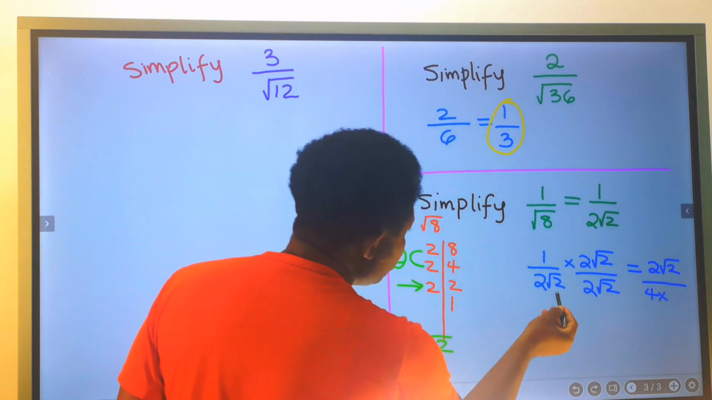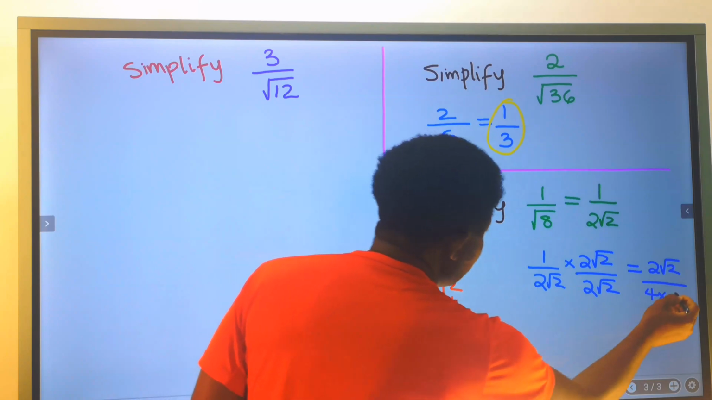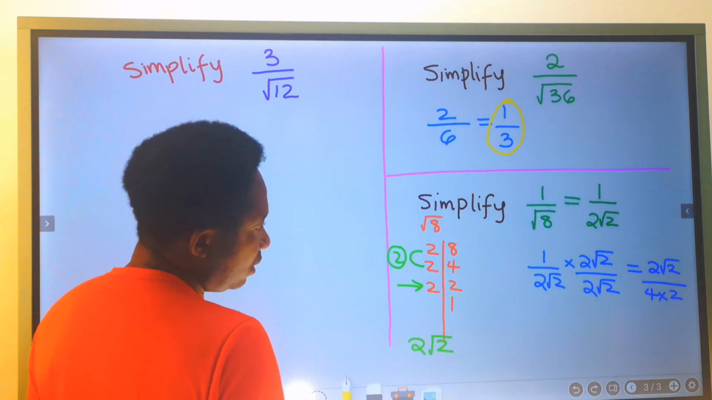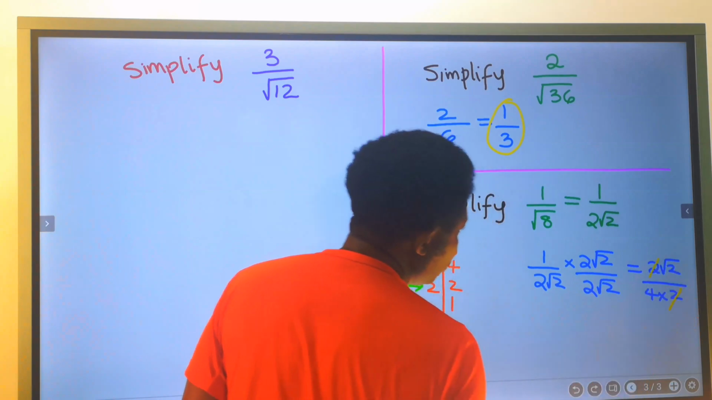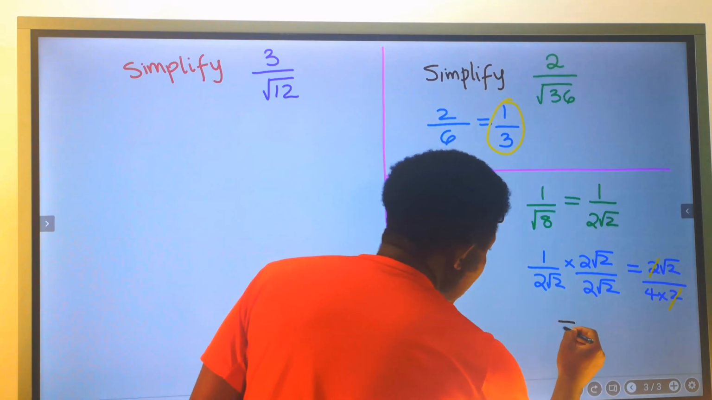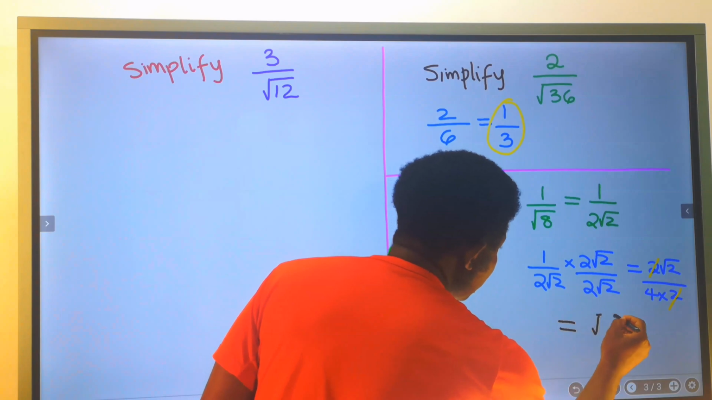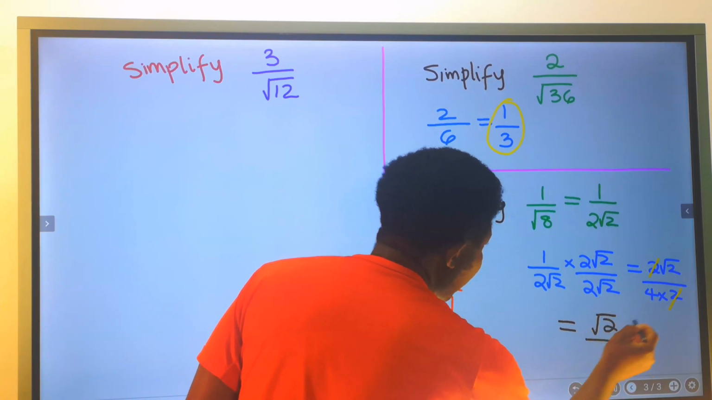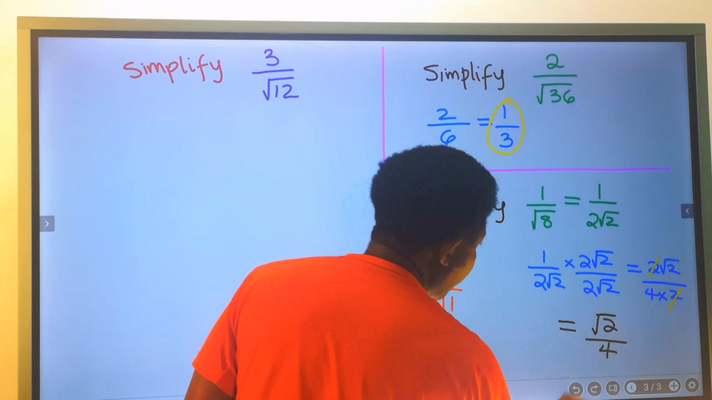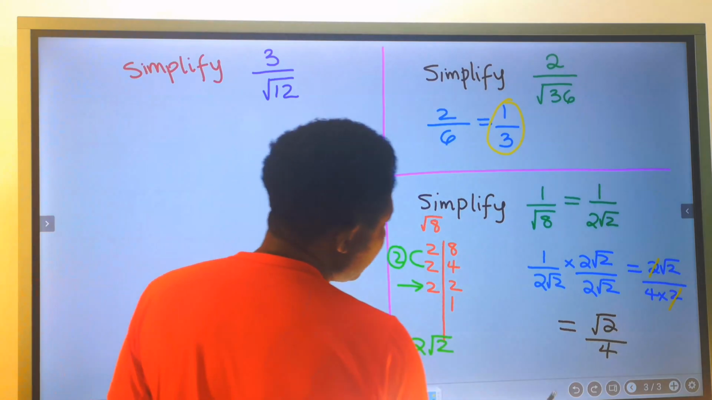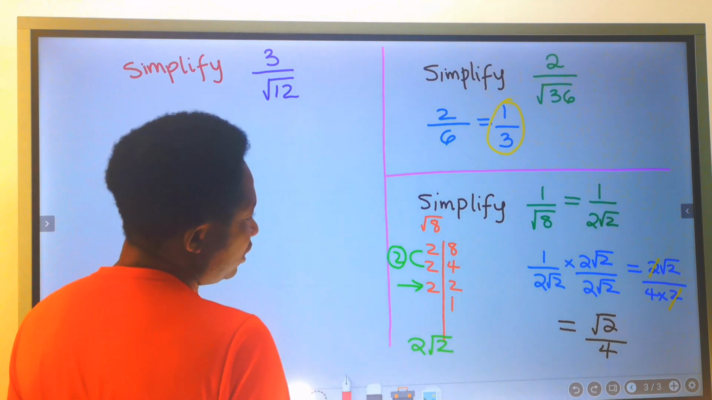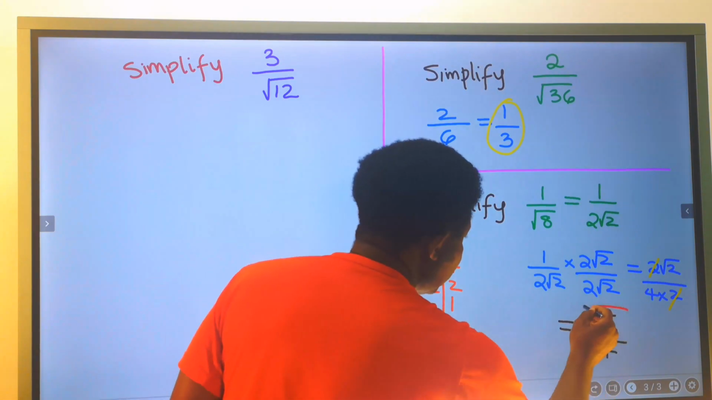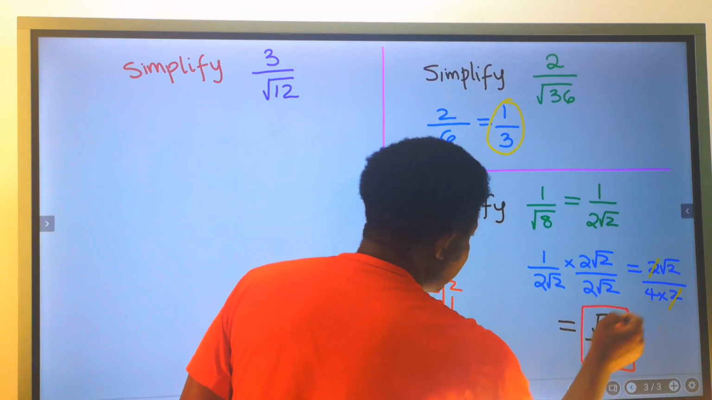And root 2 times root 2 will give you 2. Next, this 2 will cancel this 2. And our answer becomes root 2 divided by 4. We have succeeded to eliminate this surd at the denominator, and this becomes our answer.